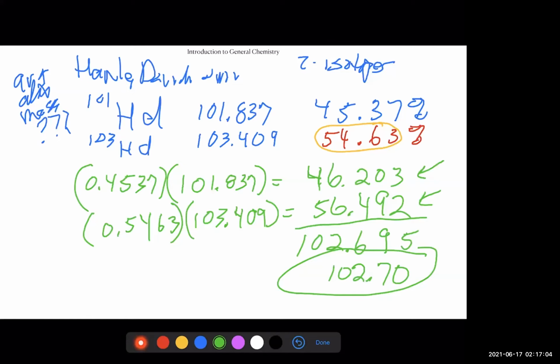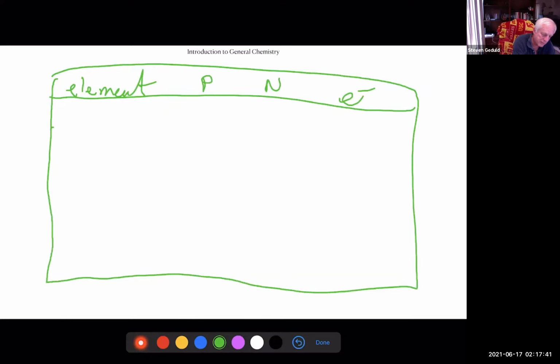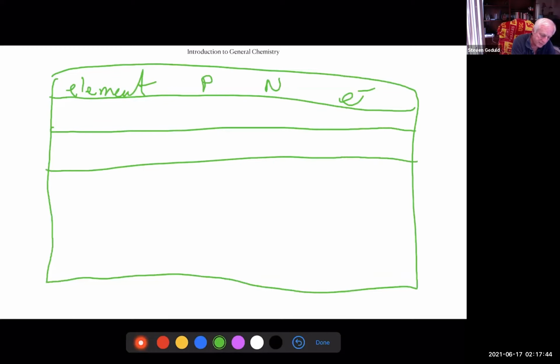All right, let me go over one more thing and that will finish the chapter, just with ions and stuff. The big one that's confusing is ions. I'm going to make a chart and we're going to fill this in. Here's my chart. And we're going to put element, number of protons, number of neutrons, number of electrons. And we should be able to fill all this out.